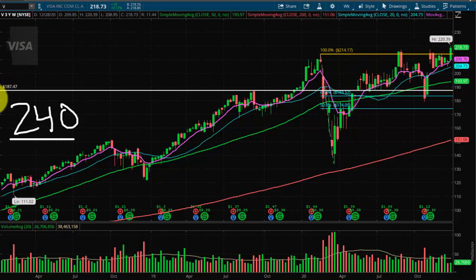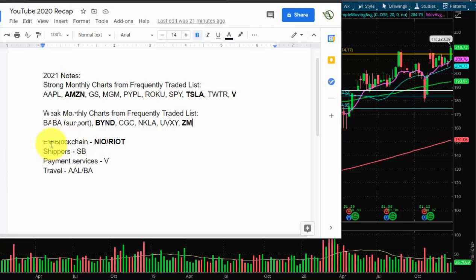And this will be a good segue later into the groups that I'm looking at, but Visa is one of my favorite payment services companies. And that's what I think will outperform pretty well in 2021. I think a lot of these payment companies are going to keep running up, right? Visa, MasterCard, PayPal, et cetera, et cetera.